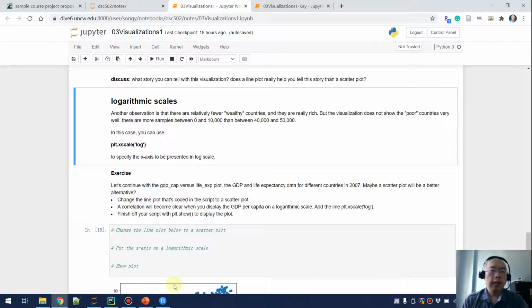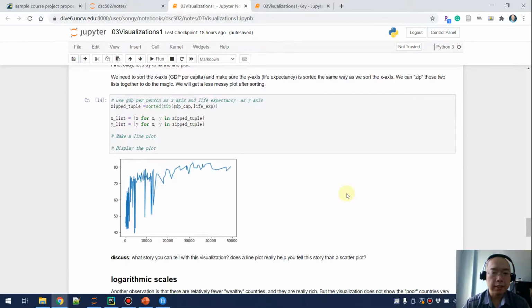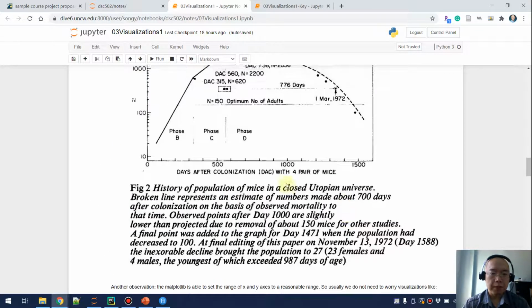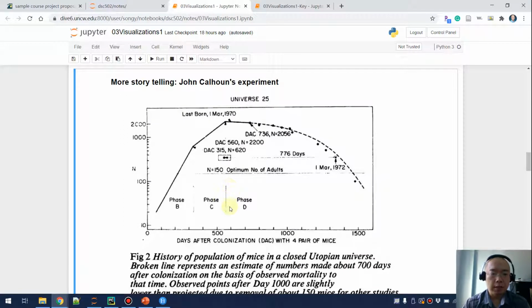Okay, well, let's continue our 03 visualization one. The next topic we want to talk about is the log scale. And remember, just now when we saw this visualization, we have already seen the log scale, right?